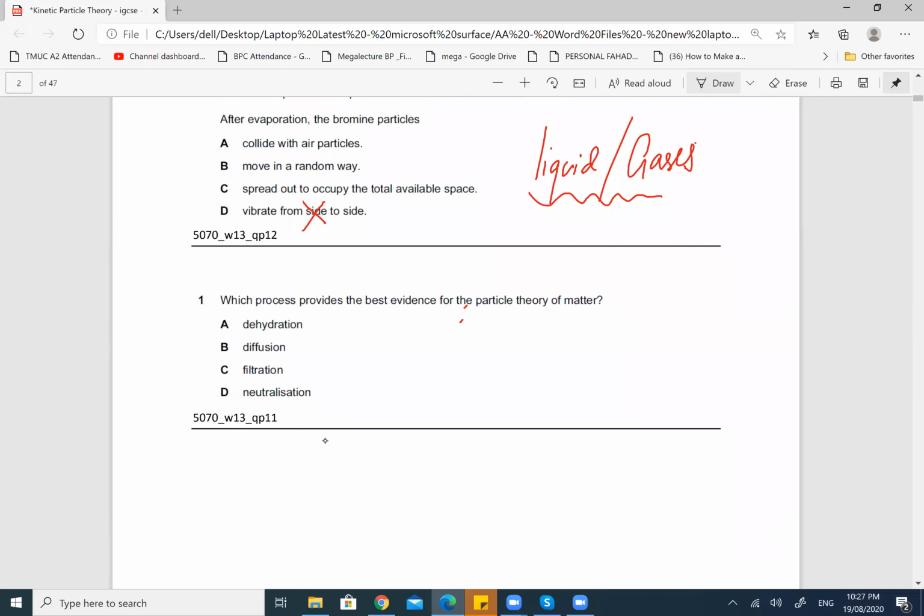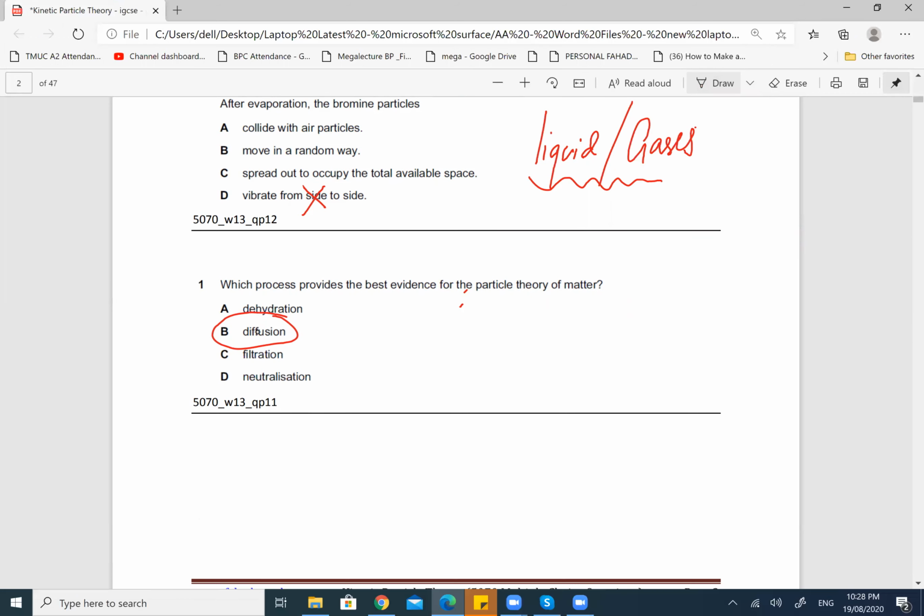This one: what process provides the best evidence of the particle theory of matter? I don't know. I tell you, this is a simple question. It's just that you studied diffusion and kinetic particle theory, right? Okay, so that's it. Take it.